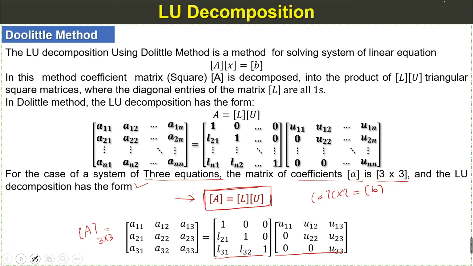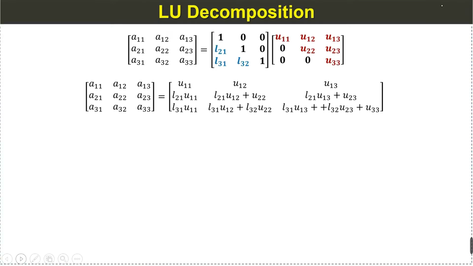Okay, so next, the coefficient matrix A is equal to the lower triangular matrix times the upper triangular matrix. We multiply the lower triangular matrix with the upper triangular matrix, and after multiplying we get this form, the product of both these matrices. And now we compare this matrix with the coefficient matrix, the entries of the product of the lower triangular matrix and the upper triangular matrix with the entries of the coefficient matrix.